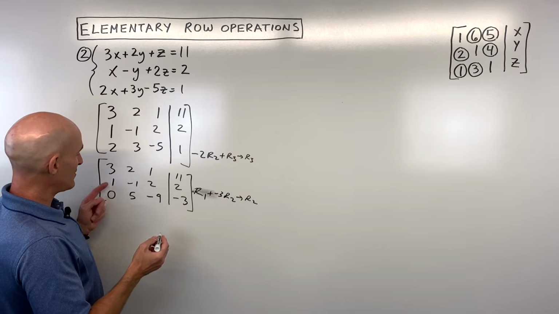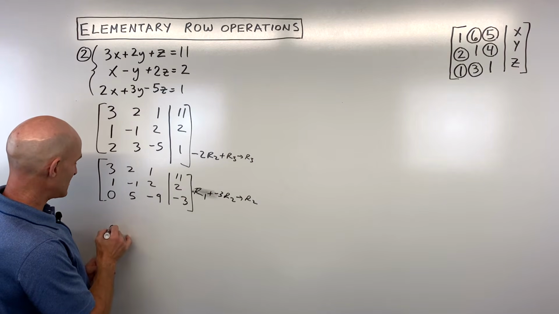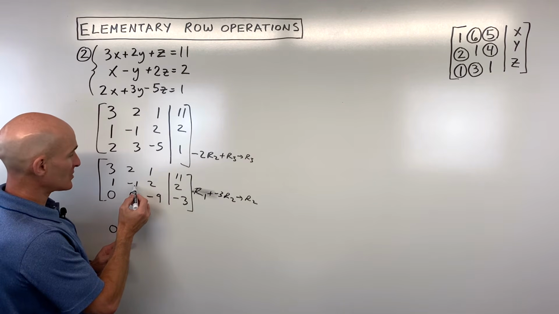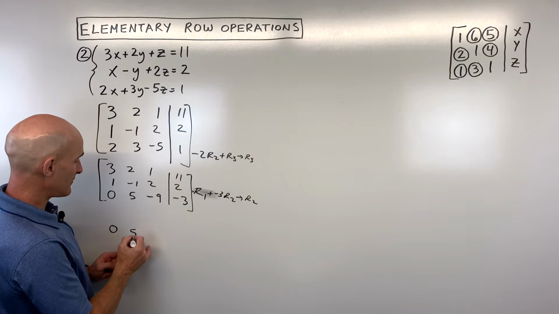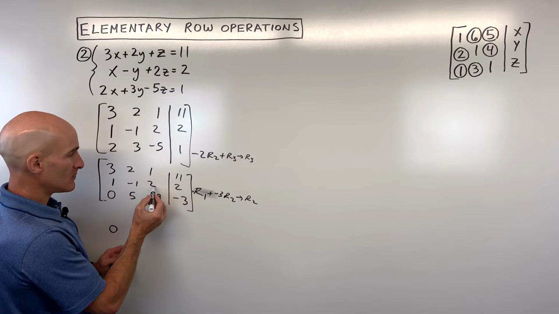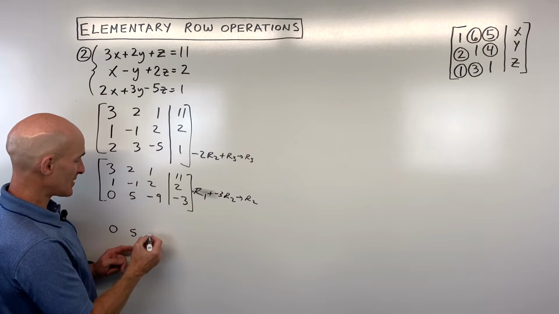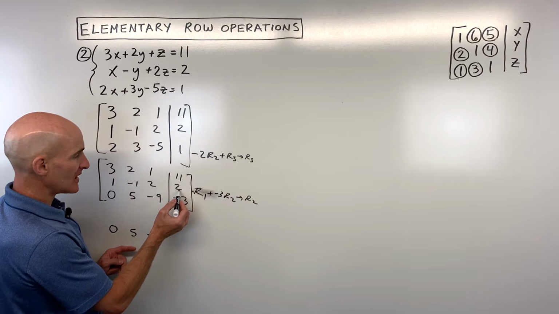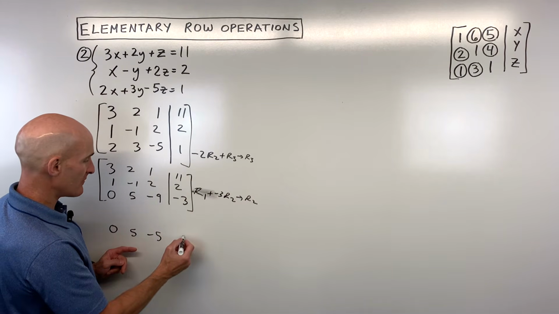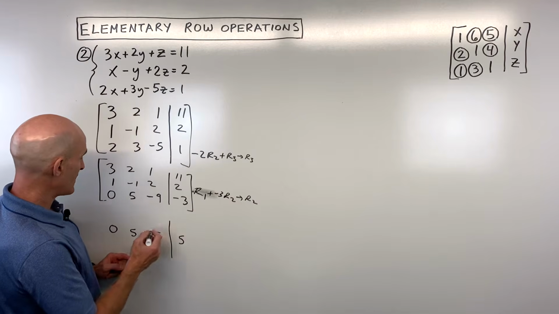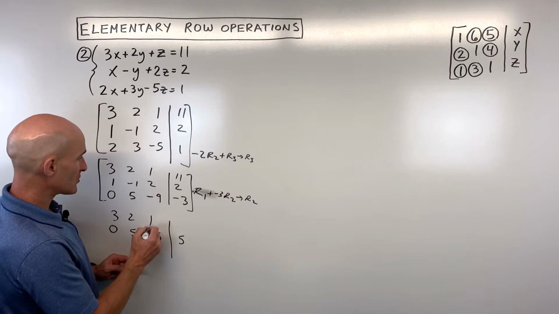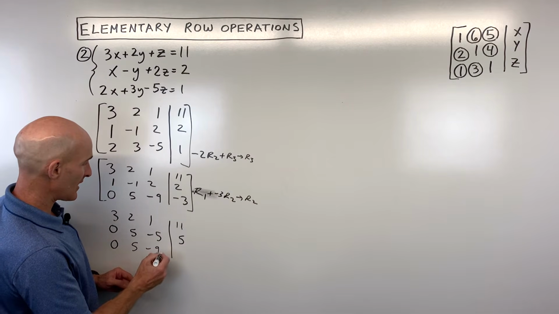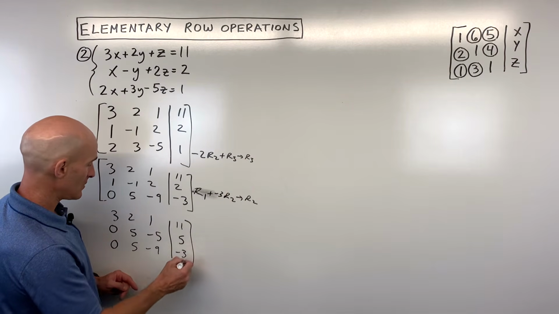So that would be 3 plus negative 3, which gives us 0, and 2 plus negative 3 times negative 1, which is 3, so when we add those together we get 5, and here we get 1. 2 times negative 3 is negative 6, so that comes out to negative 5, and here we get 11 plus negative 6, which is 5. Okay, so now let's copy down those rows, 3, 2, 1, 11, those stay the same, and 0, 5, negative 9, and negative 3.